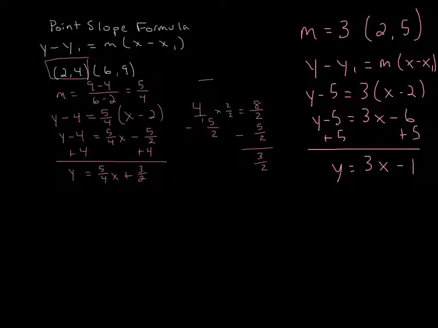And you're done. So point-slope formula honestly is probably the best way. If you do not absolutely have your y-intercept and your slope, you're going to want to use point-slope formula. That's going to be the best way to go about it. Hope that helps.